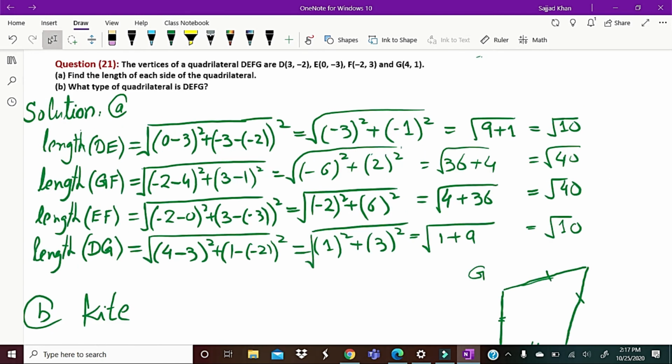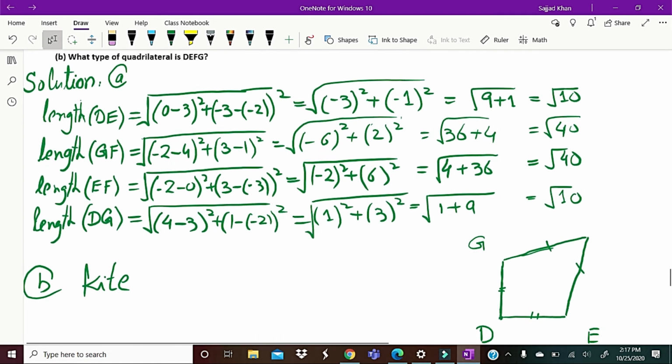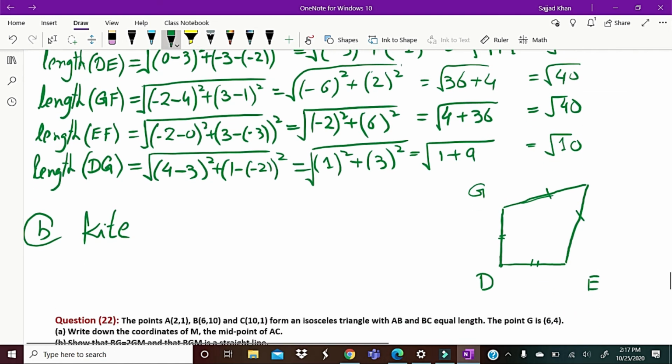Question 21: you are given again a quadrilateral DEFG, and you have to find the length of each side of the quadrilateral, and then mention which type of quadrilateral it is depending on these values. So the length of DE, when we find it using the formula, is square root 10, the length of GF is square root 40, the length of EF is square root 40, and the length of GD is square root 10. And this makes a kite.